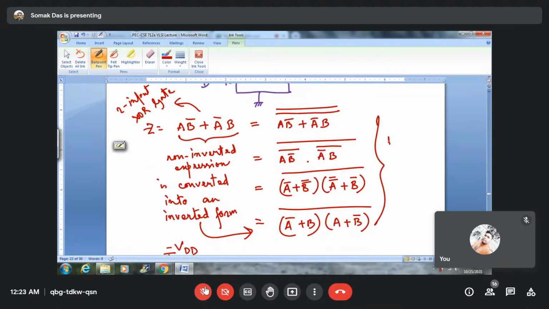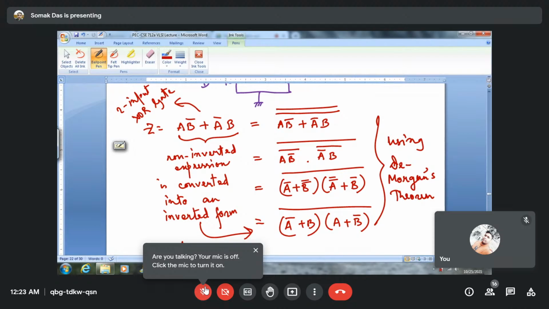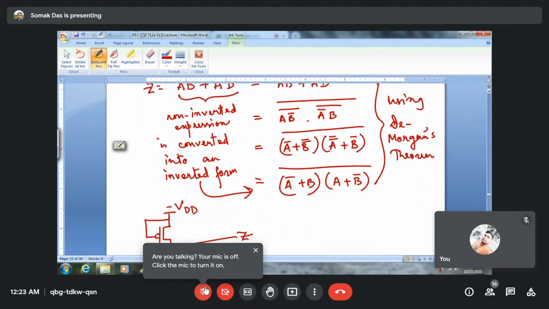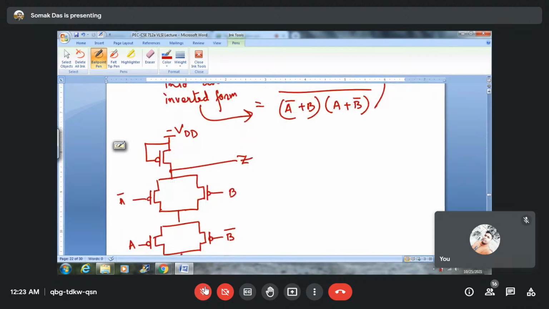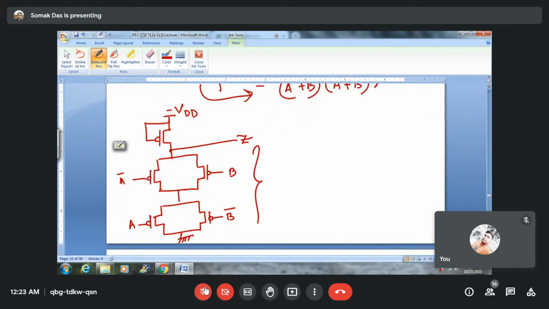So here, using De Morgan's theorem of Boolean algebra, we use it and convert it into an inverted form, A bar plus B to A plus B bar. And the expression below this inversion bar is realized within the driver network. So this is nothing but the driver network. And obviously this is the load transistor.